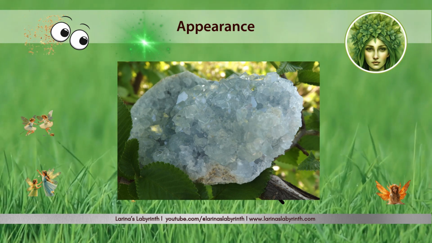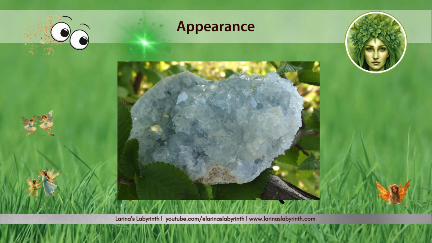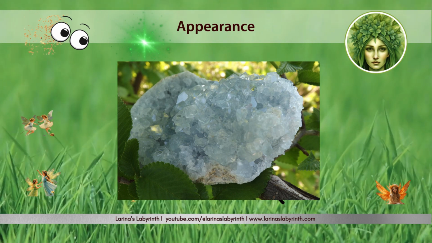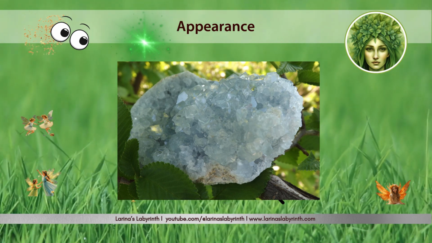Okay, if you're used to looking at an amethyst geode, everybody knows that it's purple on the inside, it's got a bit of white around the edges, and then you've got the external rock. Well, Celestite is pretty well the same.